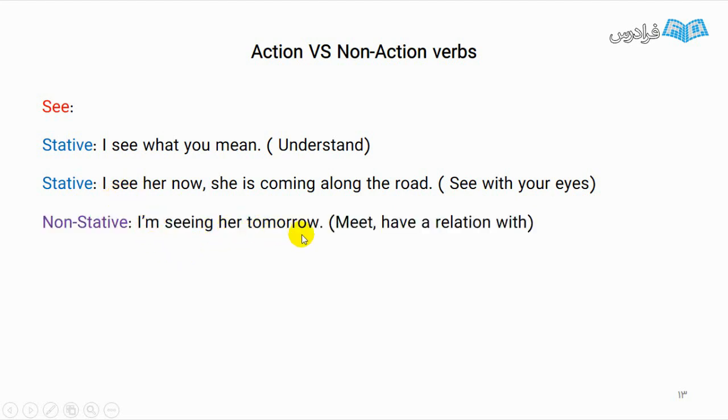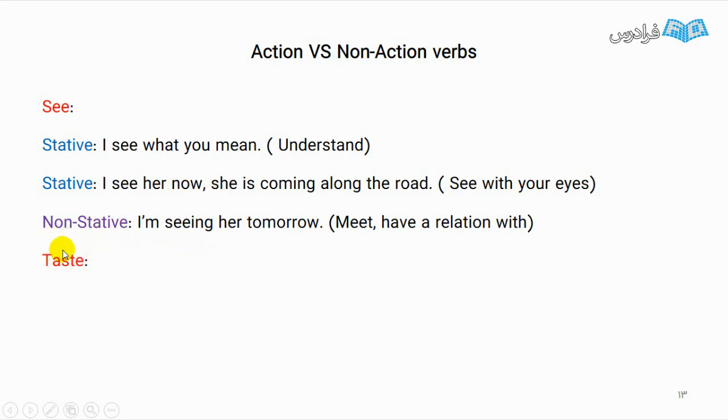This one, I'm seeing her tomorrow. Here, see means meet or have a relation with. Then I'm allowed to add ing when it has another meaning, meet. Then it turns to an action verb or non-stative.